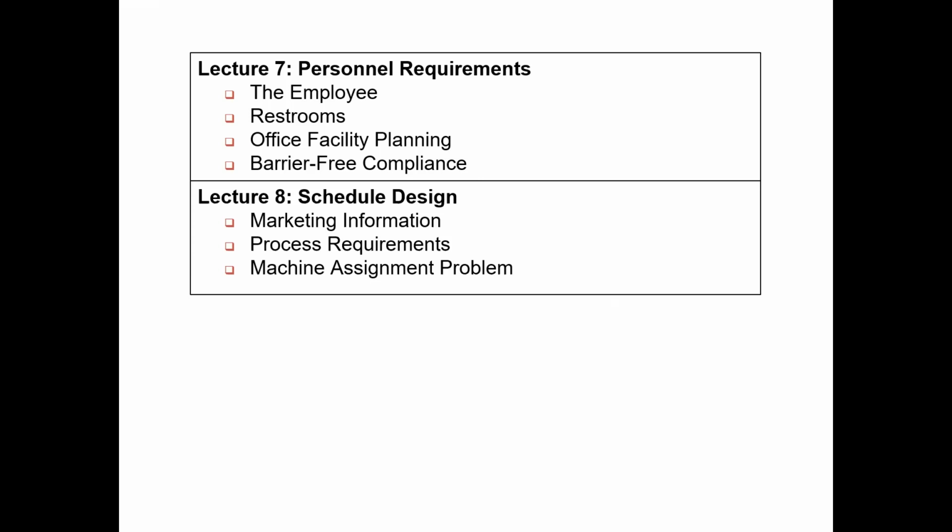Here we talk about the marketing information and how it is linked to our design in terms of schedule, the process requirements, and also how to compute the number of machines that we will need for a specific process. So again, you can expect to see a problem similar to the ones we observed in the lecture, and also in the assignment related to the machine assignment problem, computing the number of machines that will be needed for the process in your facility.